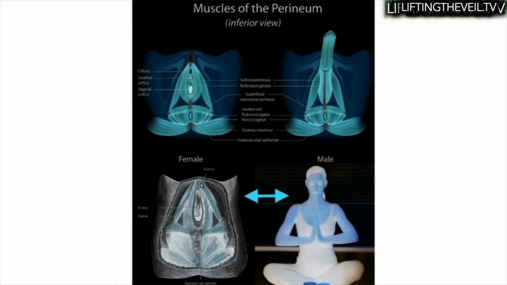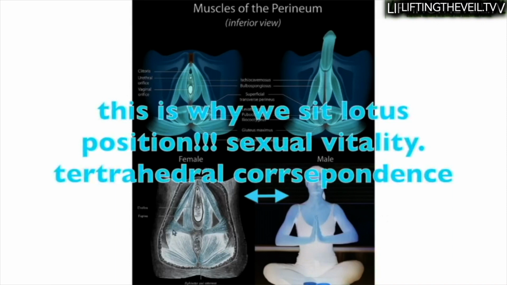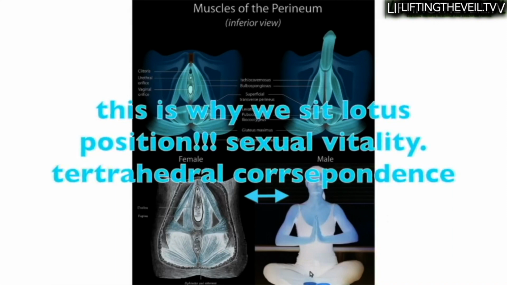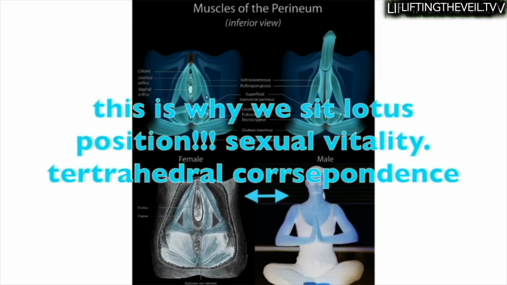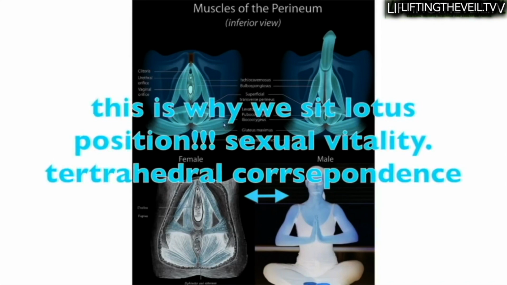It's obvious to see the correspondence between the muscle structure of the perineum and how it directly relates to the human form. In other words, I guess you could say this is the larger fractal of what is within. As within, so without. We've got the human structure right here within the human genitalia. And this is why human sexuality and the sexual organs are so sacred.